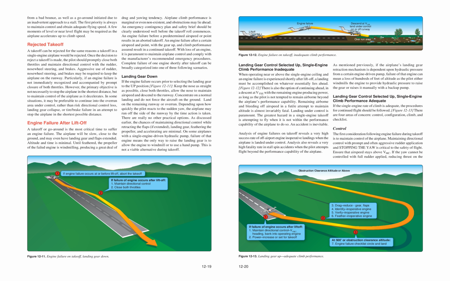Aggressive use of rudder, nose wheel steering, and brakes may be required to keep the airplane on the runway, particularly if an engine failure is not immediately recognized and accompanied by prompt closure of both throttles. However, the primary objective is not necessarily to stop the airplane in the shortest distance, but to maintain control of the airplane as it decelerates. In some situations, it may be preferable to continue into the overrun area under control, rather than risk directional control loss, landing gear collapse, or tire/brake failure in an attempt to stop the airplane in the shortest possible distance.